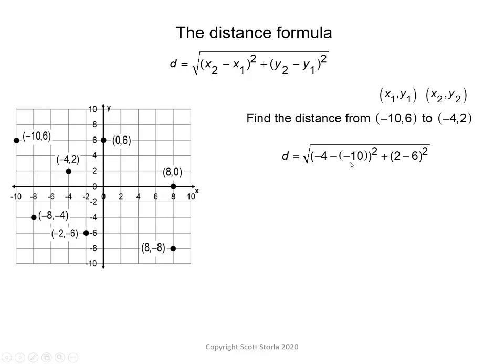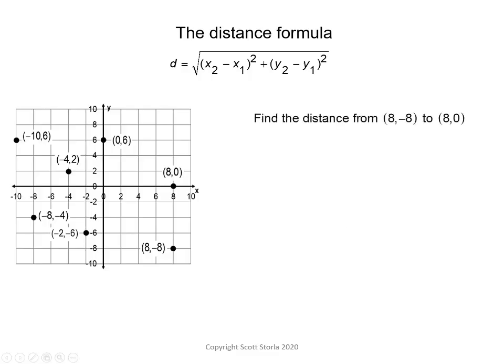And now I'm going to follow the order of operations. I have to start inside these parentheses. This is going to be negative 4 plus 10, which is going to be 6. And this is going to be 2 plus negative 6, which is negative 4. And then I square 6 to get 36. I square negative 4 to get 16. I add them together, and so the distance turns out to be the square root of 52. And if you use a calculator, you'll find that this is approximately 7.21. So this is the exact distance, and this is approximately how long it is.